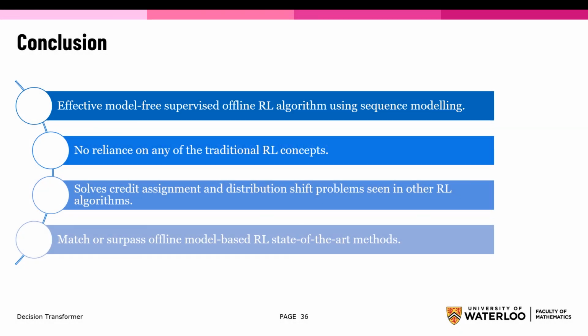So to conclude, we have so far presented the decision transformer architecture, which is an effective model-free supervised offline RL algorithm that uses sequence modeling to solve RL problems, however with no reliance on any of the traditional RL concepts, and borrows some of the main concepts from the upside-down RL field to not only solve the credit assignment and distribution shift problems that were previously seen, but it also matches or even at some points surpasses the offline model-free RL state-of-the-art methods.